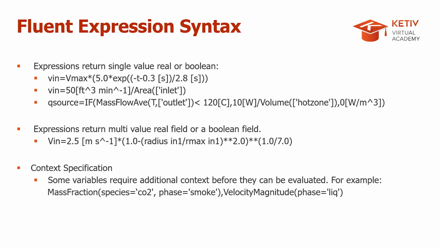Okay, so the distinction is important because in Fluent, some input variables will only accept single valued expressions. So if you try to enter a multi-valued expression over there, it's going to give you an error. So that is another distinction that you need to keep in mind. The other thing about expressions is that sometimes they need extra context. You may want to print out the mass fraction of a particular species in your CFD simulation, but unless you tell Fluent, okay, which species are you talking about or which phase you're talking about, you're not going to be able to get the right answers, okay?